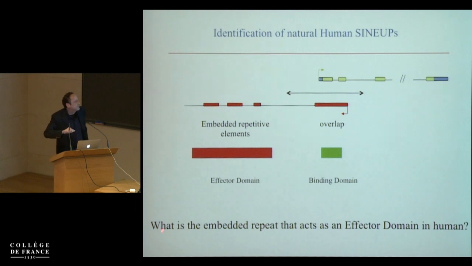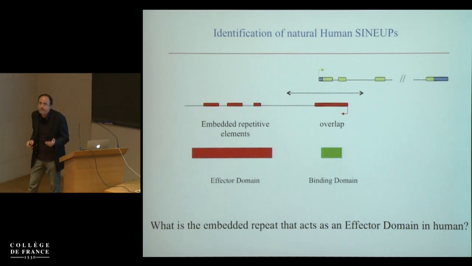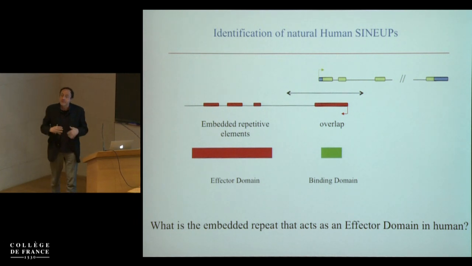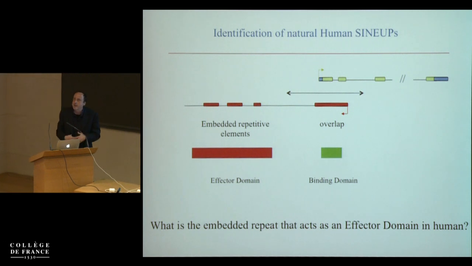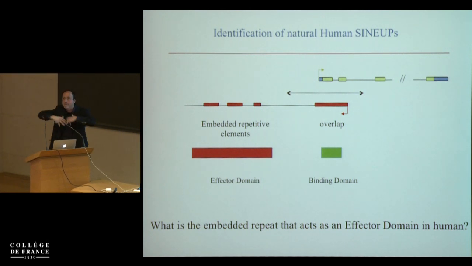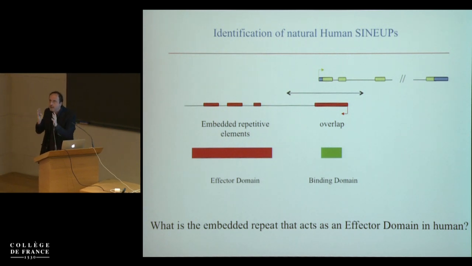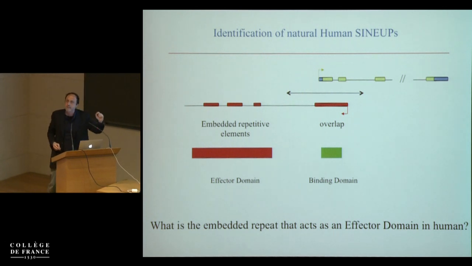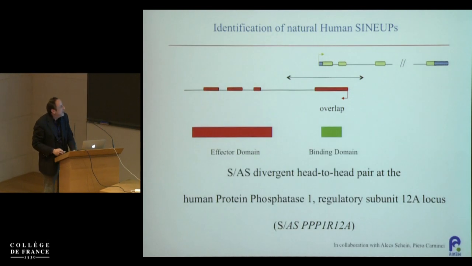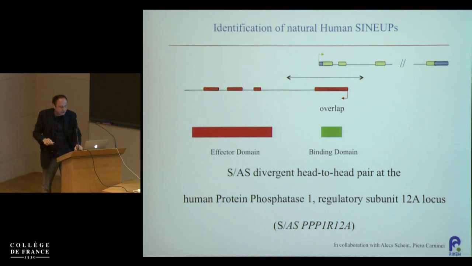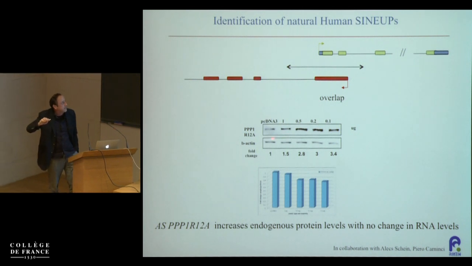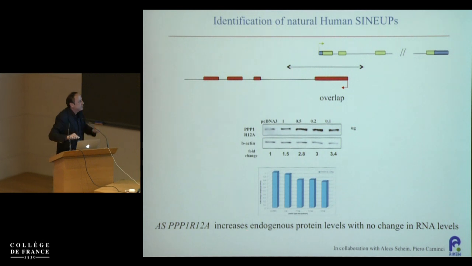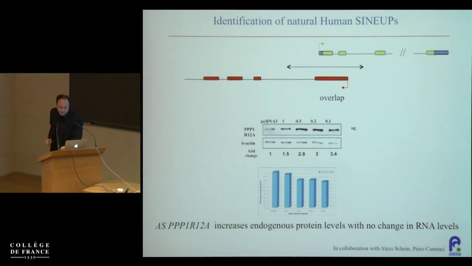So, what is the embedded domain acting in human? Because SINEB2 elements are not present in the human genome. This is a very interesting aspect of studying repetitive elements in the evolution of genomes, because different types of repetitive elements have parasitized the genome in different species, playing a fundamental role in evolution. So we asked ourselves, are there any types of repetitive elements that can functionally rescue the activity of SINEB2 elements in human? And actually, yes. We found it in collaboration with Piero Carninci, a sense-antisense pair of a human protein phosphatase 1 regulatory subunit locus, in which, through the activity of embedded repetitive elements, the antisense works exactly as the antisense UCHL1 in mouse.